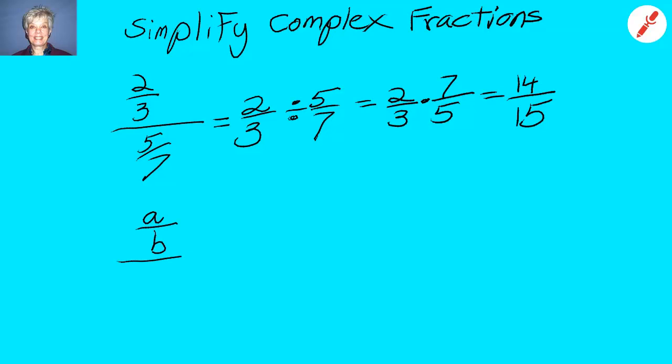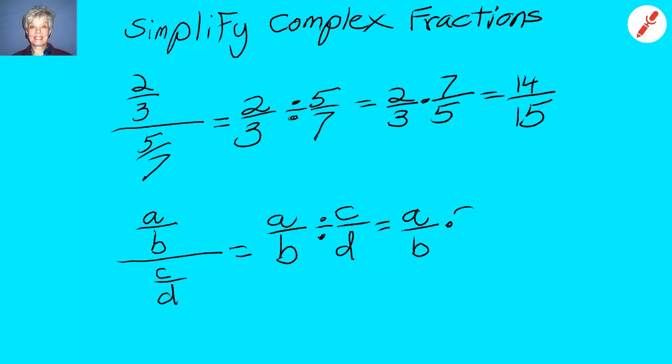Now let's put this together in a formula. If you have the fraction a over b in the numerator, and the denominator is c over d, then you're dividing a over b by c over d, which means you're going to multiply a over b by the reciprocal of c over d, which is d over c. Then you multiply the two numerators together, and you multiply the two denominators together, and voila, you got it.